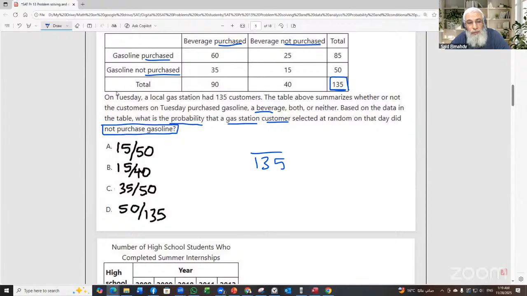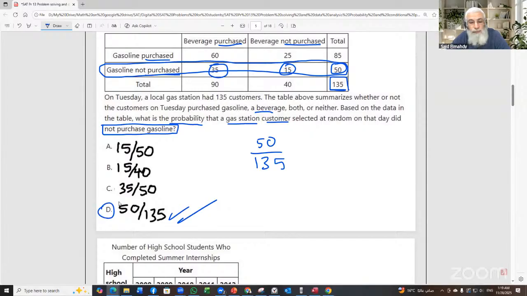How many did not purchase gasoline? These 35 plus 15, which is 50. So the answer is 50 out of all the customers, 135. This is the answer.